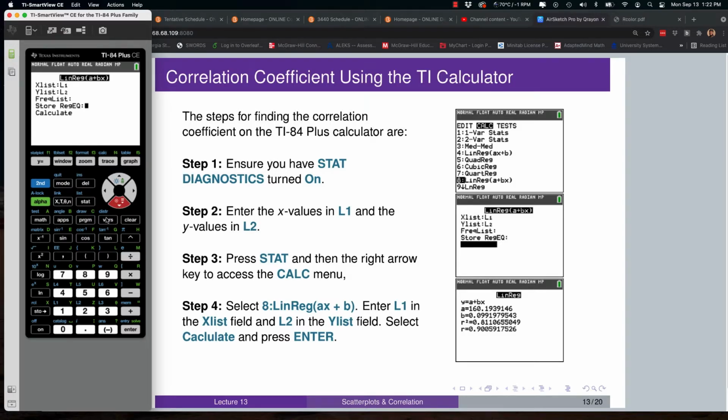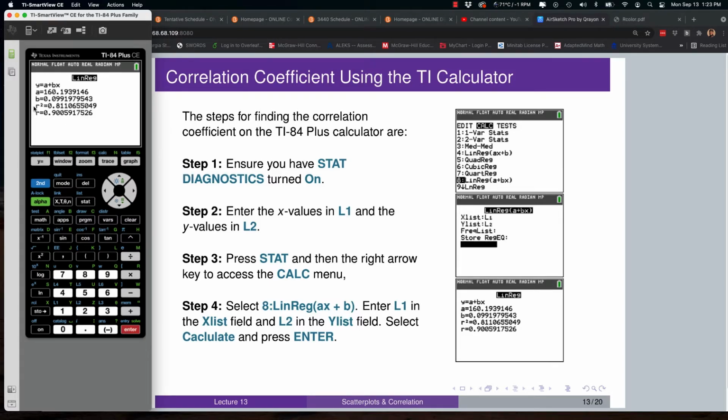You can do that under the vars key by pressing vars at this point while you have your cursor here under store regression equation, and then go over to the y vars option once you hit vars and pick function, and then choose y1. This will put your regression equation in the y1 slot for your graphing utility, and then just go down and hit calculate.